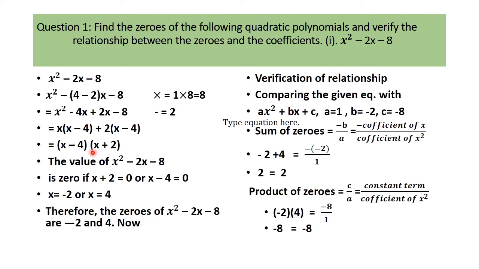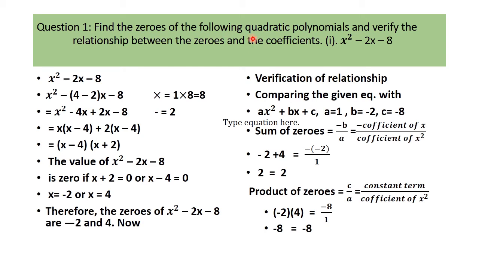Now these are the factors of this quadratic polynomial. Now we will find two values from these two. The value of this equation is 0 if x plus 2 is equal to 0, and from this we get x equal to minus 2, and when we take x minus 4 equal to 0, we get x is equal to 4. These minus 2 and 4 are the zeros of the given quadratic polynomial.